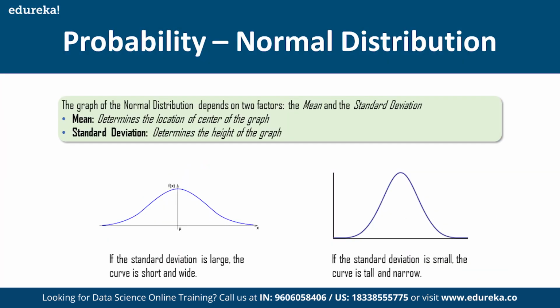The graph of a normal distribution depends on two factors, mean and standard deviation. Mean is the middle value. Standard deviation means how much you are deviated from the mean. If the graph is having more height, this bell-shaped curve is having more height, then it determines the standard deviation is nearby. But if the graph is very much plateau, standard deviation is far away from the mean.